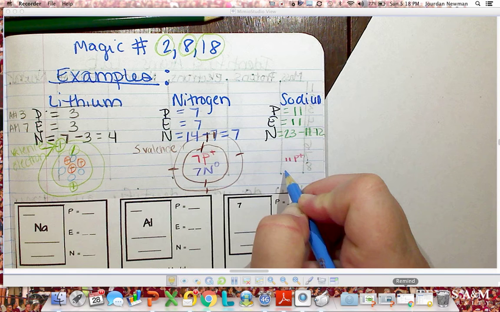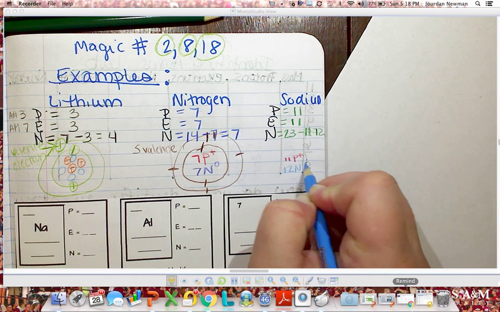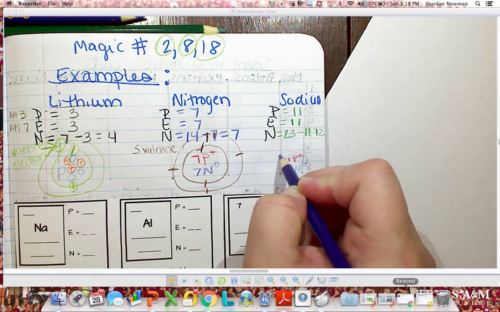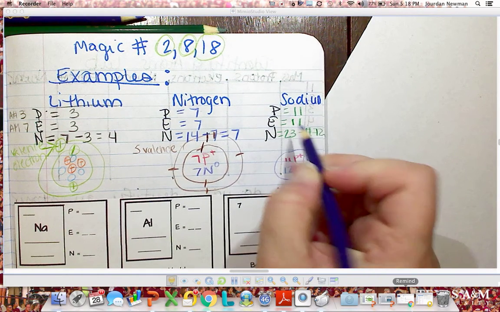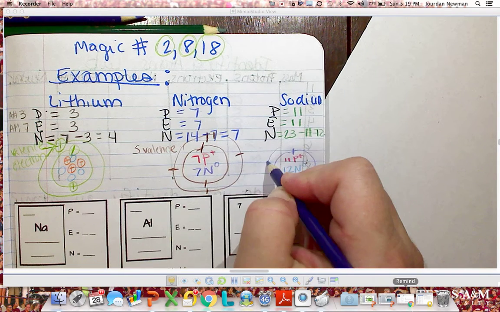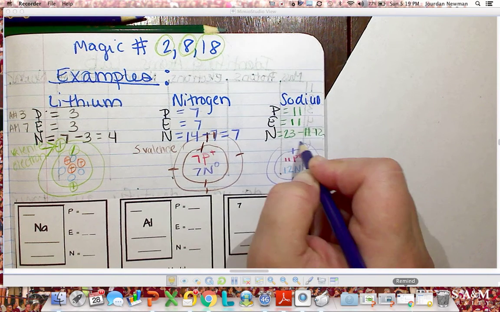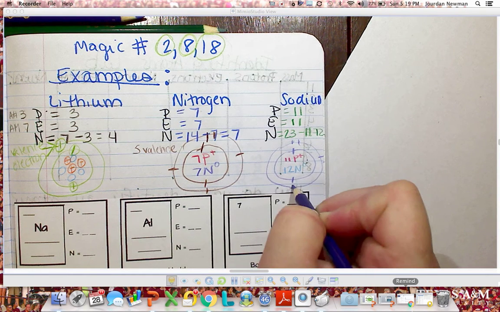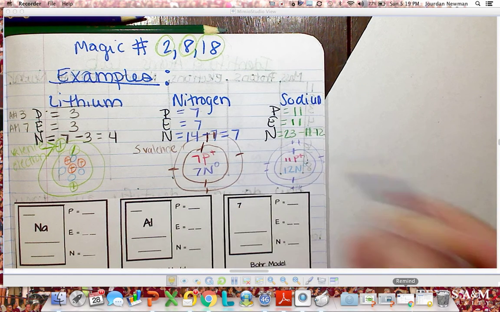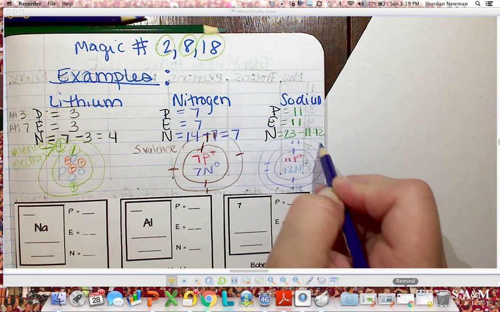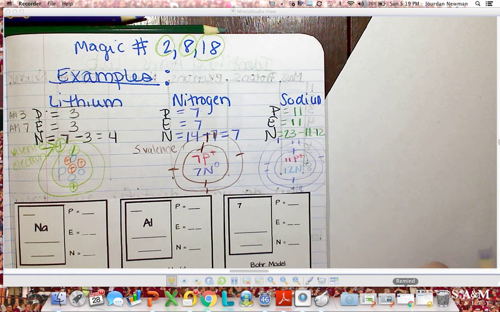Okay, so again, I'm going to have to draw real small here. We have 11 protons with a plus sign, and 12 neutrons with a 0 sign. To draw our first energy level, we have 11 electrons, so 2 can fit on the first energy level. That means I have 9 left. So 1, 2, 3, 4, 5, 6, 7, 8.